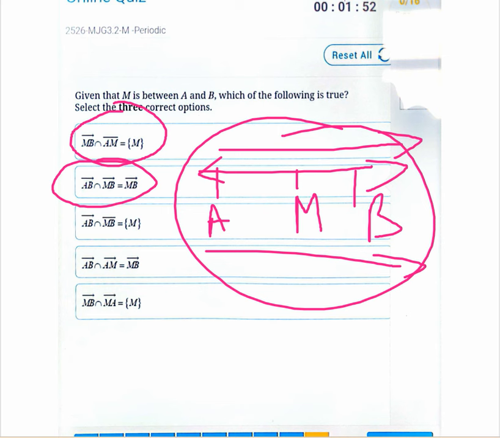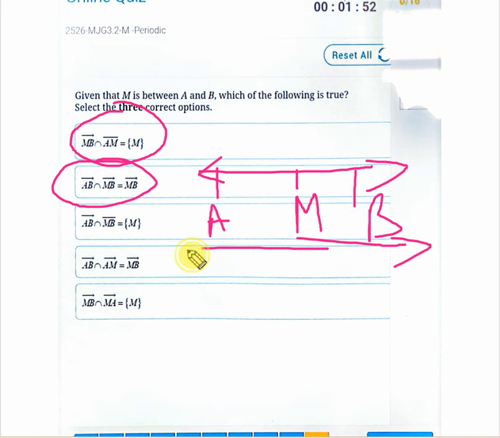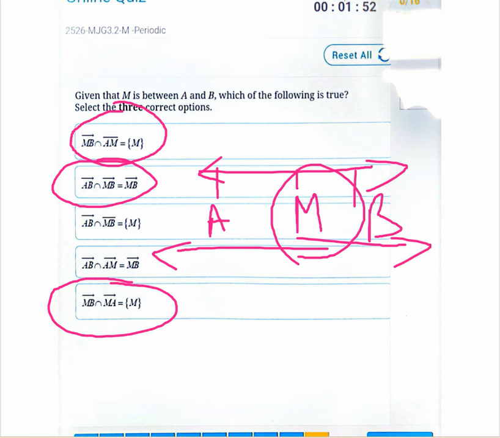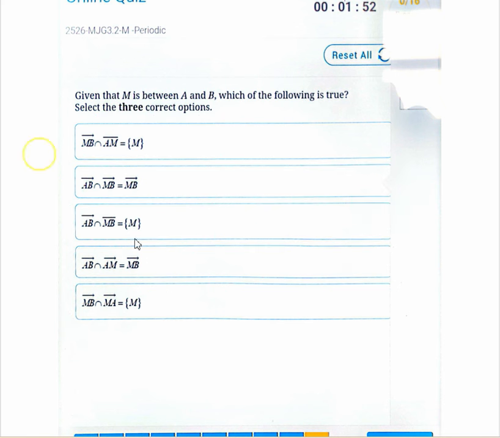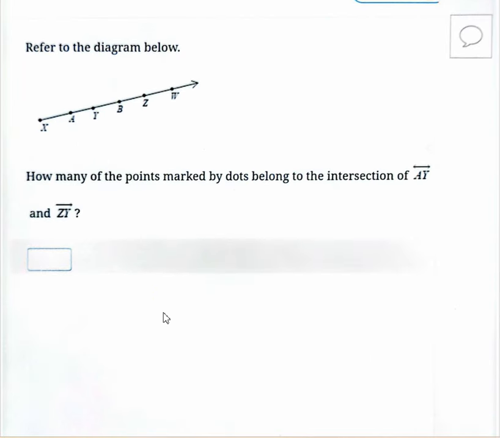Let me check that one again, 1 second. And let's check the other one, the last one. MB is this direction, and MA is that direction, yep. Point M is the intersection, so it's going to be this one. Okay? Because both of them are starting from M, so you can clearly see that that's the intersection for both of them.